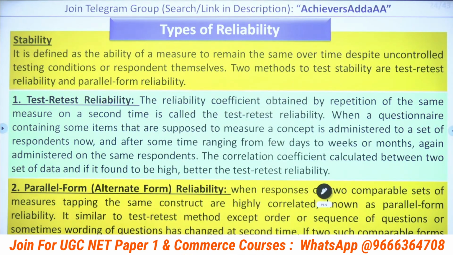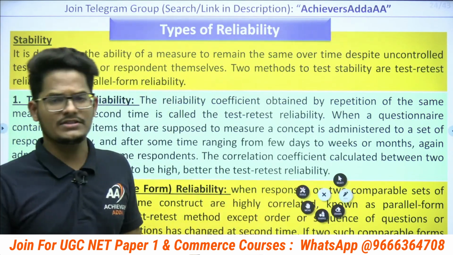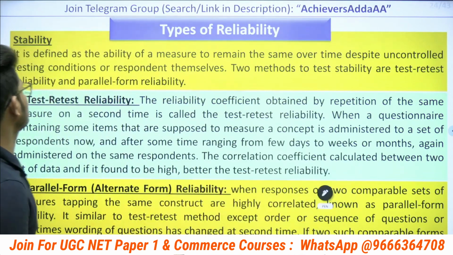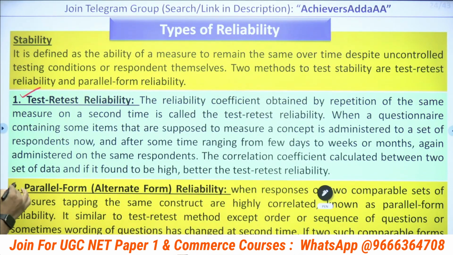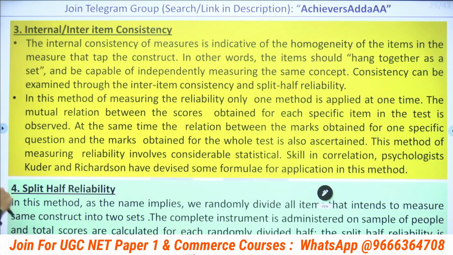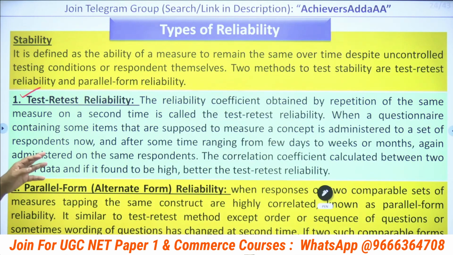Right? Now they are dispersed or scattered. Types of reliability: how many types are famous? Four types. Those are test and retest, parallel or alternative form, and internal or inter-item consistency, and split-half reliability. Let us understand one by one.